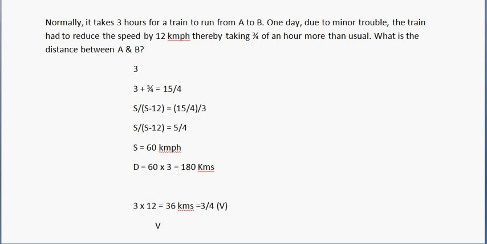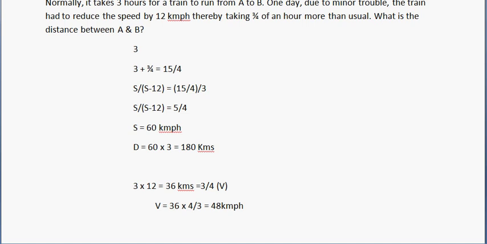So the reduced speed would be 36 multiplied by 4/3, right? Which is equal to 48 kilometers per hour. So this is the reduced speed. What would be the actual speed? Actual speed would be 48 plus 12, which is equal to 60 kilometers per hour, and the distance would be 60 into 3, 180. So if you see, the calculations have reduced quite a lot.